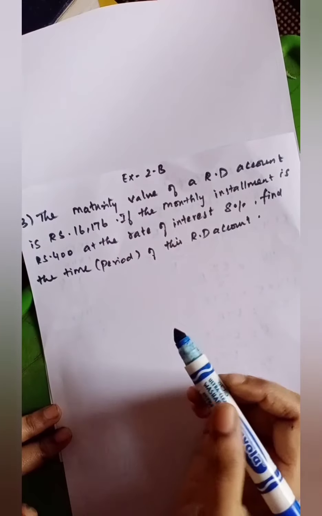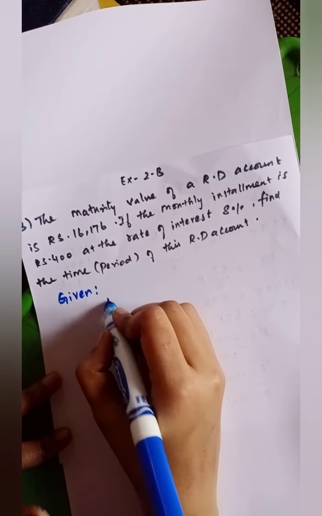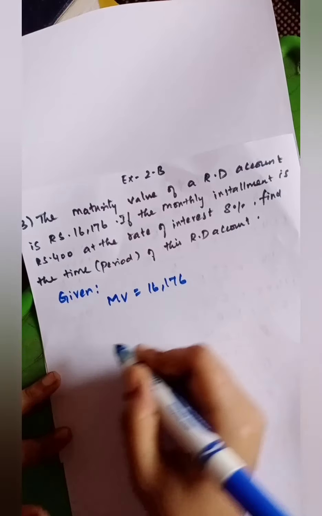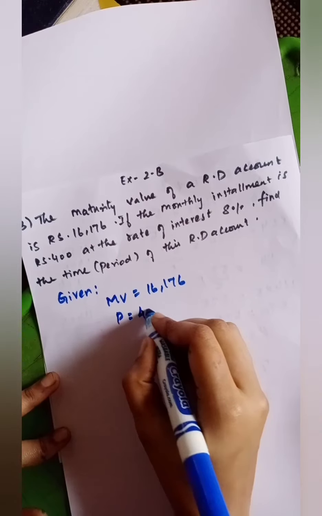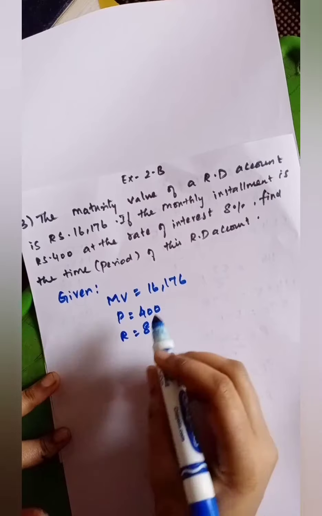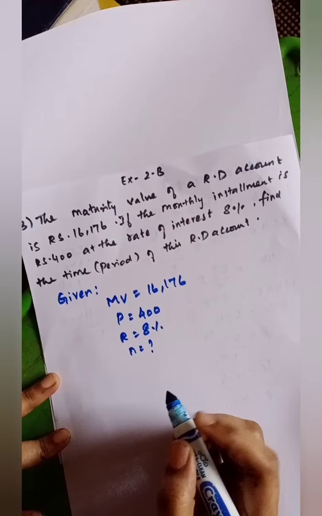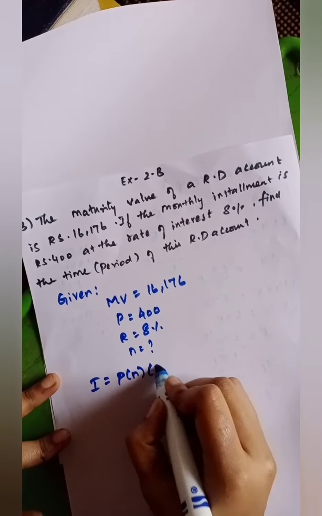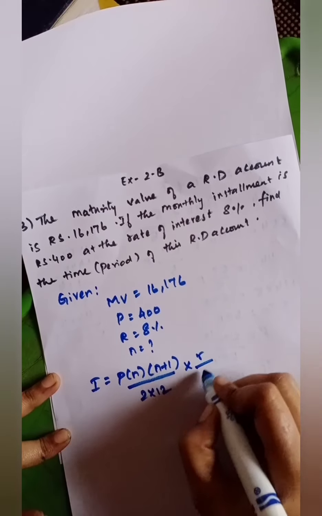Exercise 2b, third sum. Given maturity value equal to 16,176 and P is 400 and R equal to 8%, and we have to find N. Now we will go with the interest formula. I equal to P into N plus 1 divided by 2 into 12 into R divided by 100.